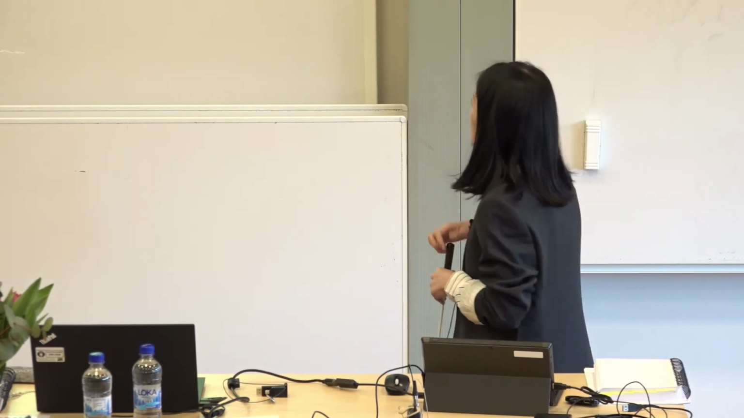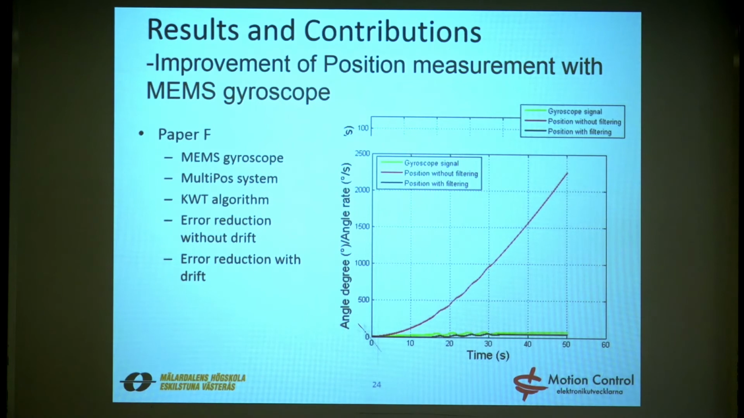And this is a signal with drift. The green curve is a gyroscope signal with drift, and we can say if there is a drift in the measured signal, the calculated position will be enlarged, and the black curve is the signal with signal processing.